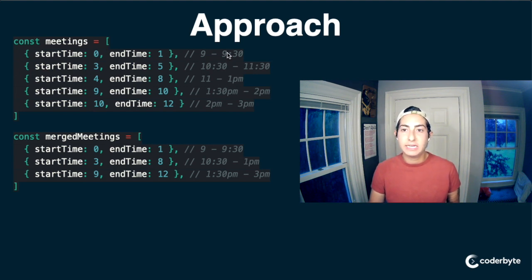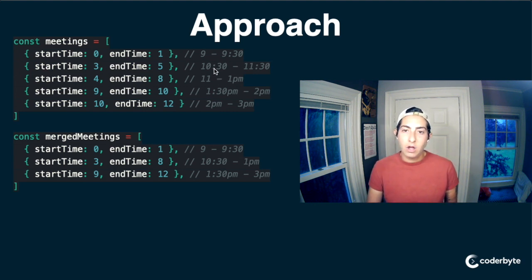So let's say I have a meeting that starts at 9 and ends at 9:30. Someone else has a meeting from 10:30 to 11:30. Okay, so no one has any meetings between 9:30 and 10:30, right? So we can take that first meeting and just add it to our array over here. Now we know that we are free for that block, aka 9:30 to 10:30.